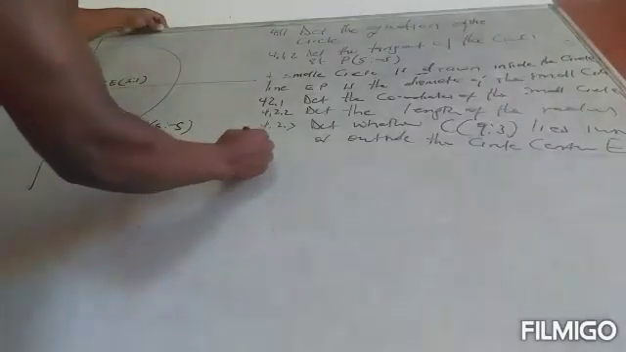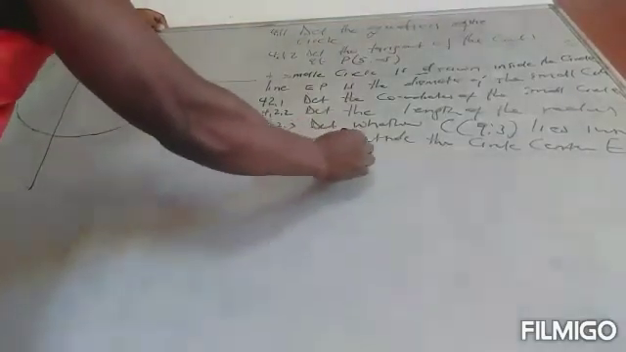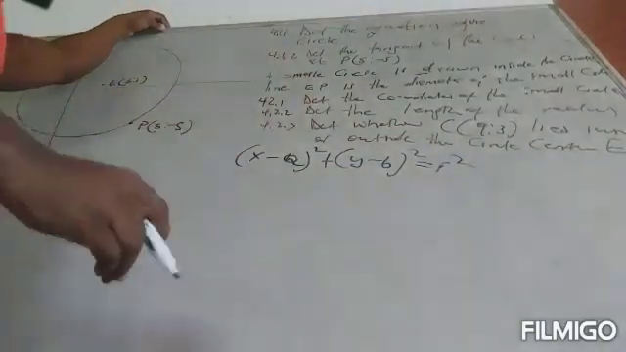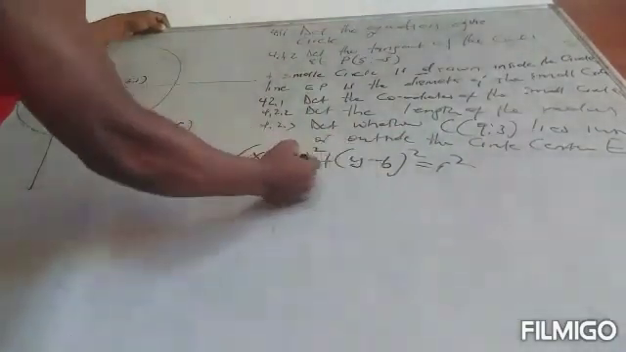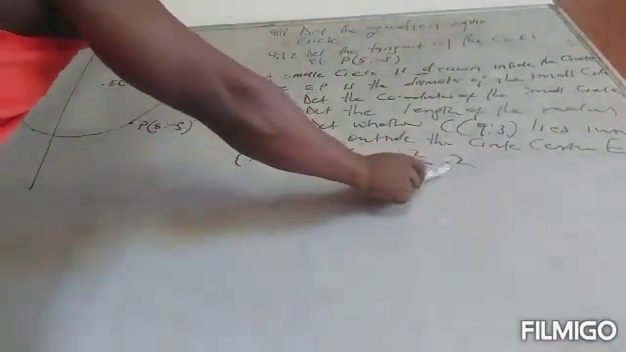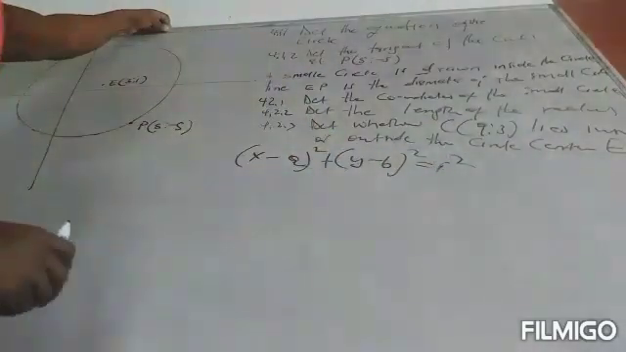The equation of the circle, we know, is x minus a all squared plus y minus b all squared is equal to r squared. In this, (a, b) is the center, and r squared we do not know yet. We need to find r squared to get the equation of the circle. How do we find r squared?